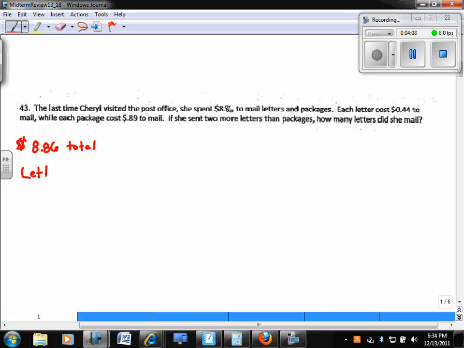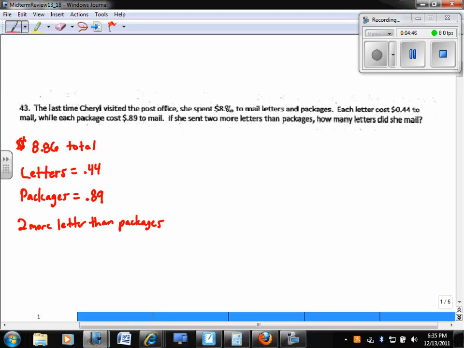Letters for 44 cents. Packages for 89 cents. And she had 2 more letters than packages. 2 more letters than packages. Okay, let's see if we can make either an equation or a system of equations in order to solve for how many letters she mailed.